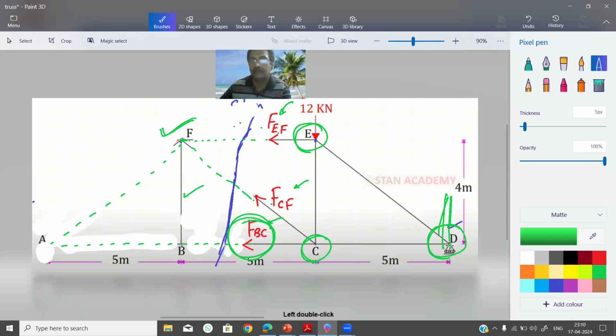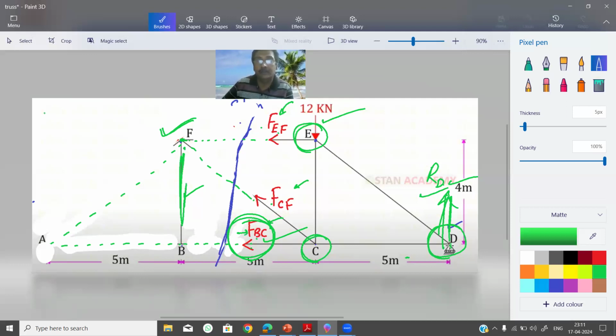So there will be another force. Here RD will be there, the reaction at D, right? So how many forces are left for me to take the moments? One is FBC, second one is RD, third one is 12 kilonewton. So 12 kilonewton into the distance, which is given as 5 meters, and RD into 10 meters, and FBC into this vertical distance, already given as 4 meters. So I am left with only one unknown, FBC.